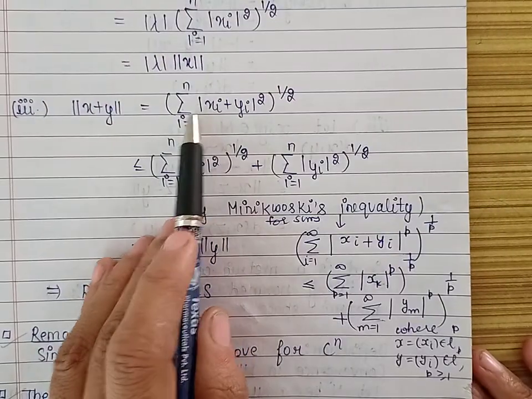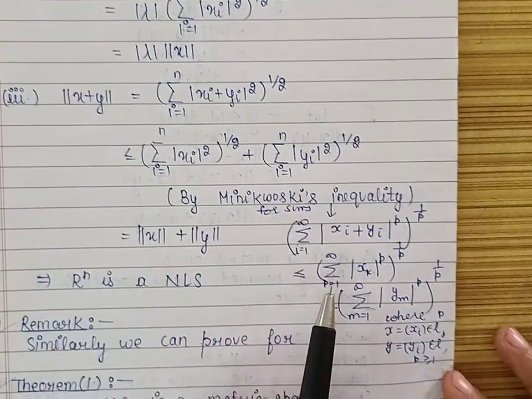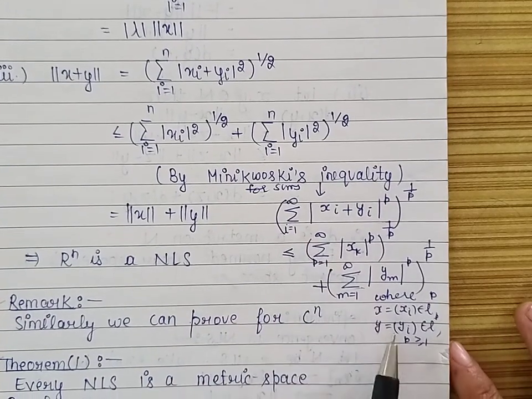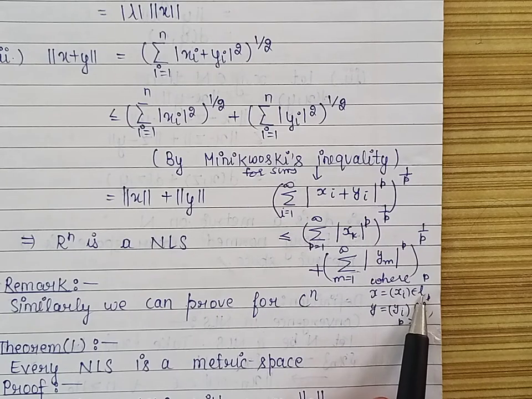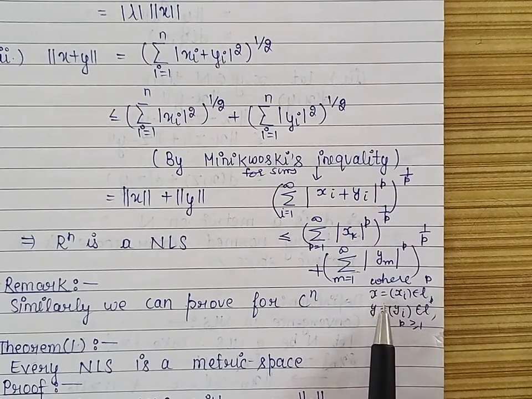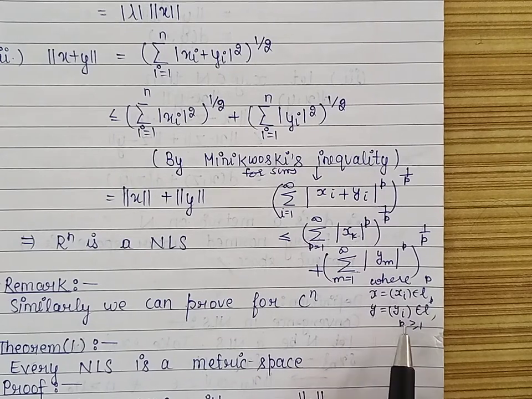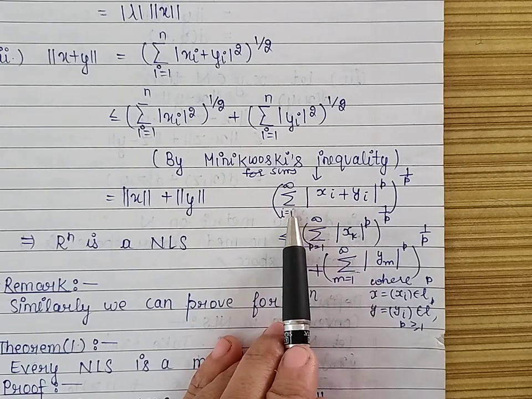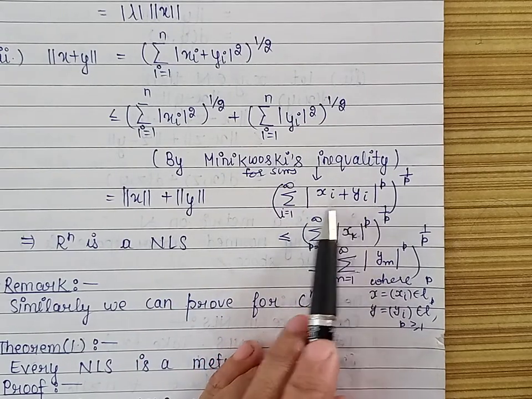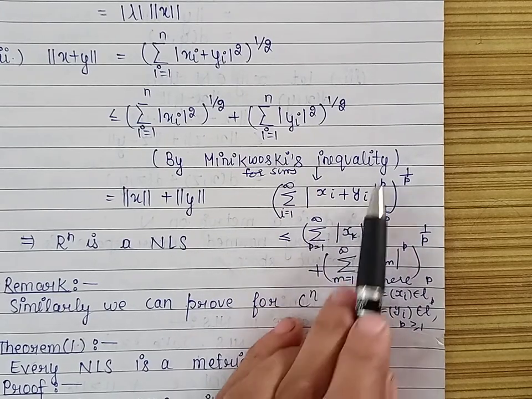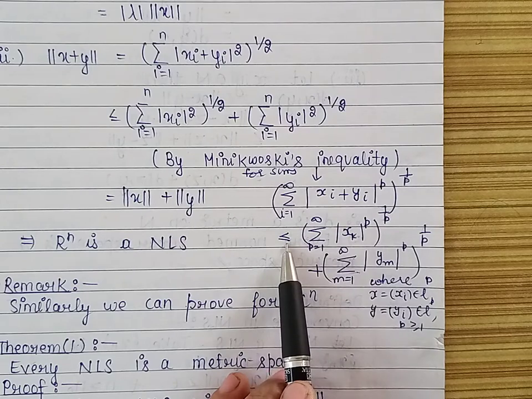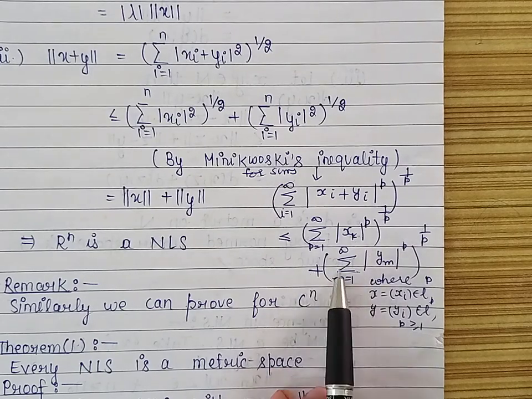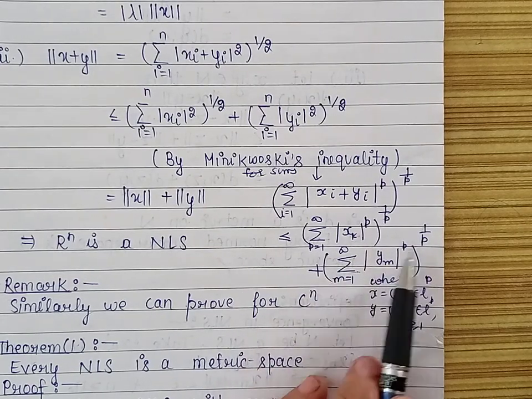Now we will use the Minkowski inequality for sums, which is given by: if we take two elements x and y belonging to the Lp space, with x having the coordinates xi and y having the coordinates yi, then according to this inequality, we have the summation of |xi plus yi| raised to the power p, whole raised to the power 1 by p, is less than or equal to the summation of |xk|^p whole raised to the power 1 by p plus the summation of |ym|^p whole raised to the power 1 by p.